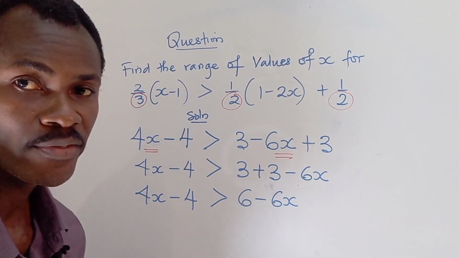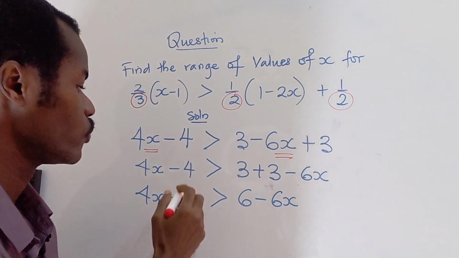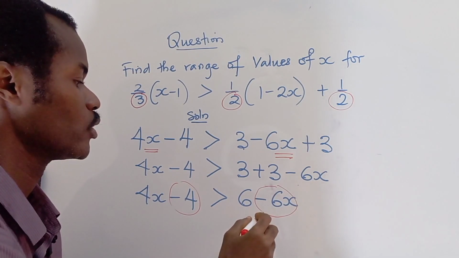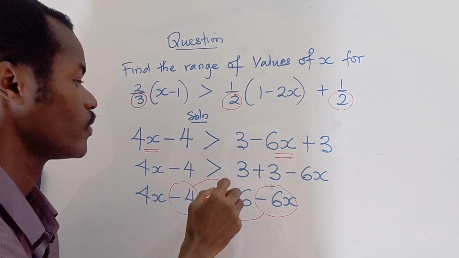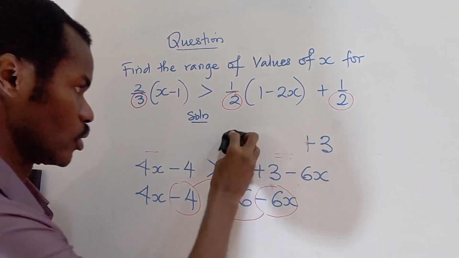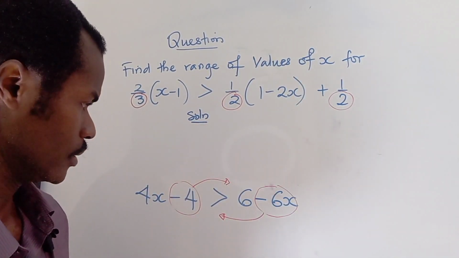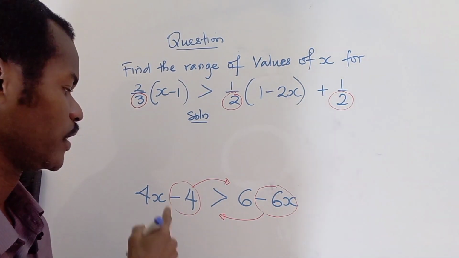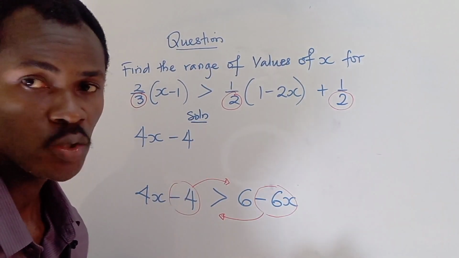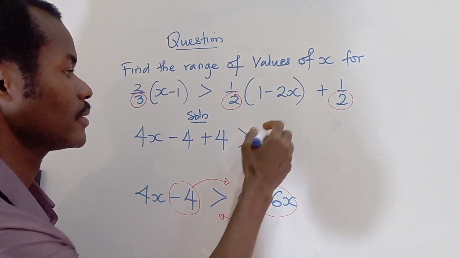Now from this point, we can collect like terms. I want to remove this from the side, and I also want to remove this from the side. So this should be coming over this way, and this should be coming over this way, as we remove them to opposite sides. Let's start by moving this 4. So I'm going to say 4x minus 4. Now, how do I remove this? I'm going to add 4 to both sides. We have greater than, this is 6.